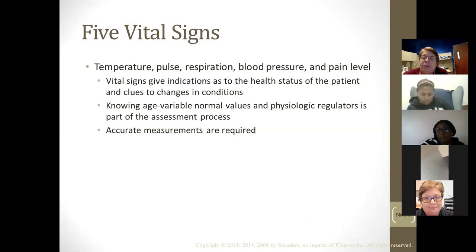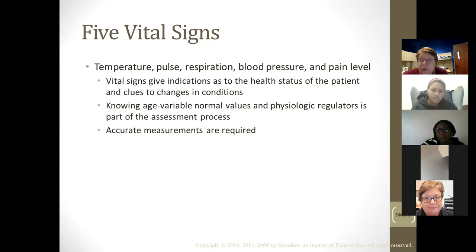We need to know age variables so that we know whether this is right or wrong for our patient. And accurate measurements are required. If you have designated somebody else to take your vital signs, please, please, please make sure they're doing it correctly.